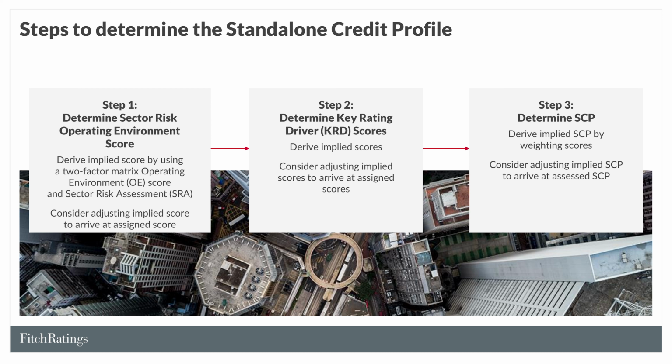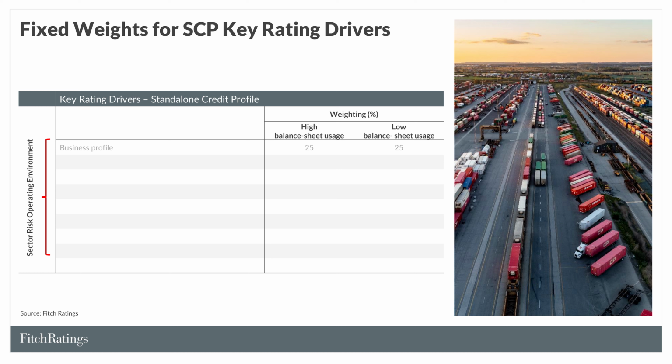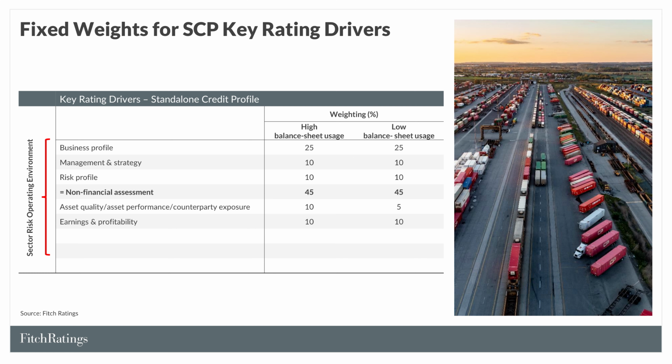Lastly, the final SCP may be adjusted up or down from the implied SCP where there is a sector risk sovereign rating constraint, there is a unique business profile, management and strategy or risk profile consideration, or when one or more financial key rating drivers represent a weakest link. Fitch applies fixed weightings to the key rating driver scores to derive an implied SCP, which can then be adjusted up or down to get the final SCP.